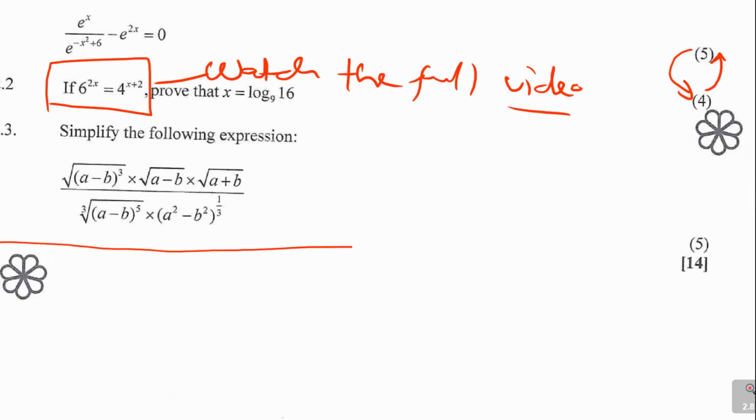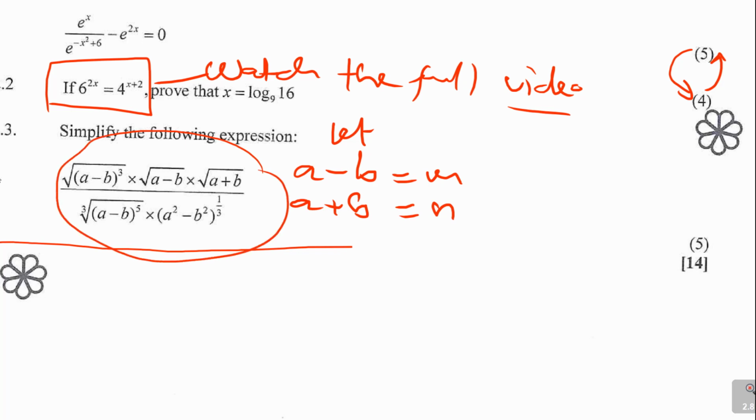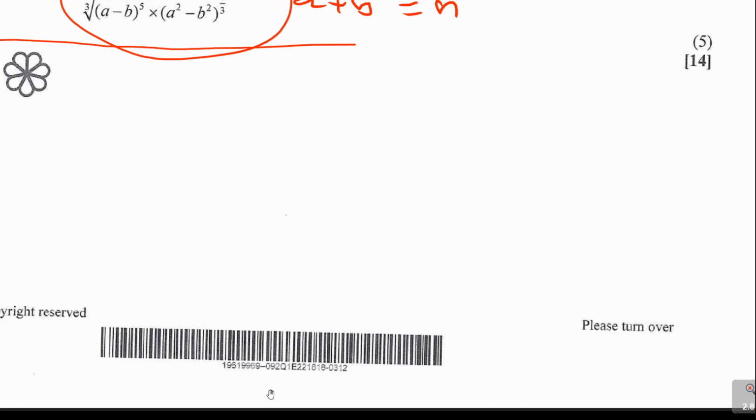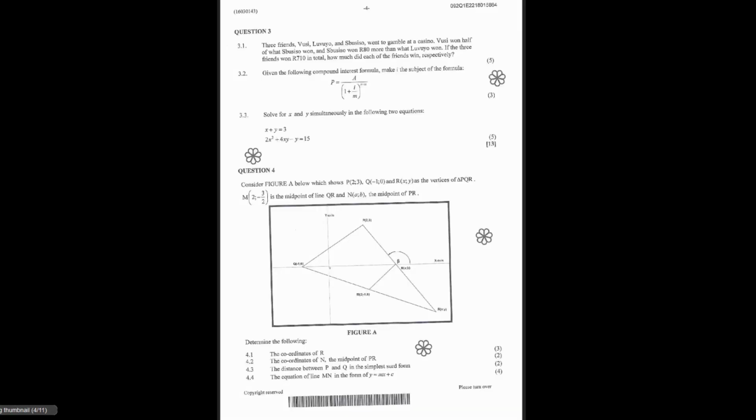The other one here is also standard, but the better way is to say let a minus b be equal to m, and a plus b be equal to n. It will become easier to simplify this. Otherwise, working on it like that, it will confuse you. But as I said, I'll be covering that in the next one. Those were the challenging ones.